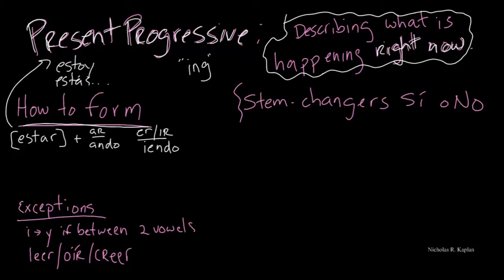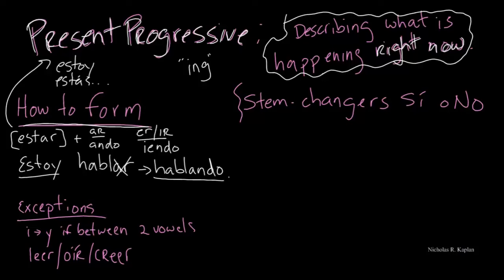So if I wanted to say, I am speaking, start with your infinitive, drop your AR, and add your -ando. So we would have, estoy hablando, I am speaking.